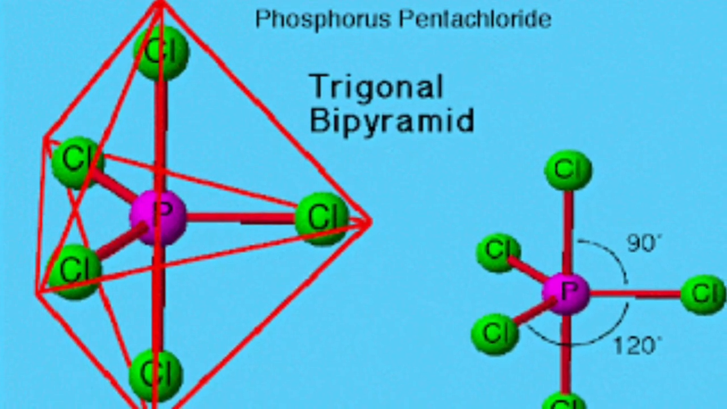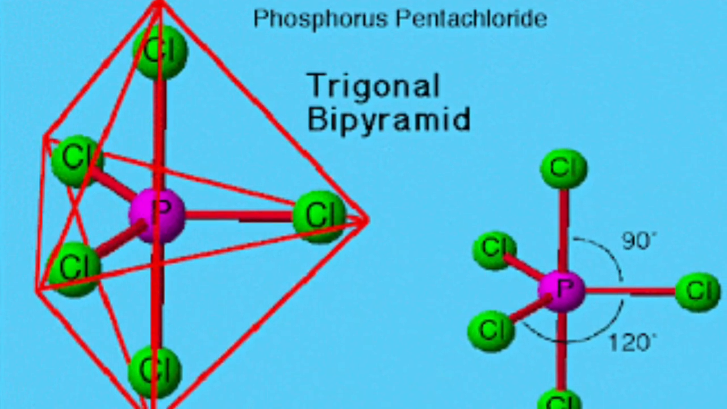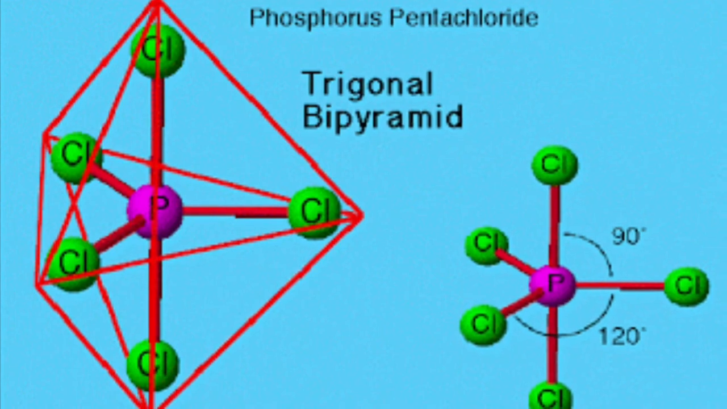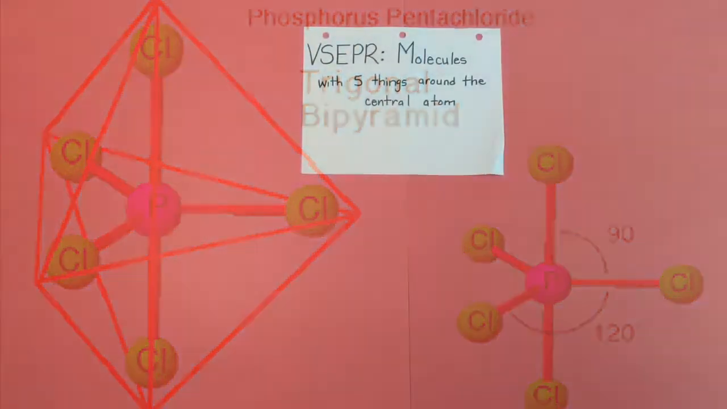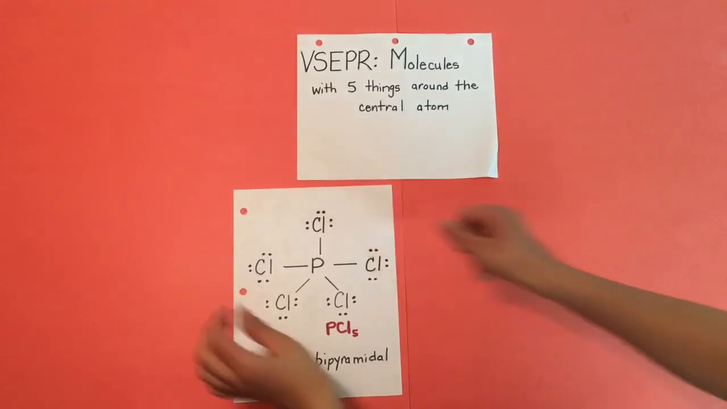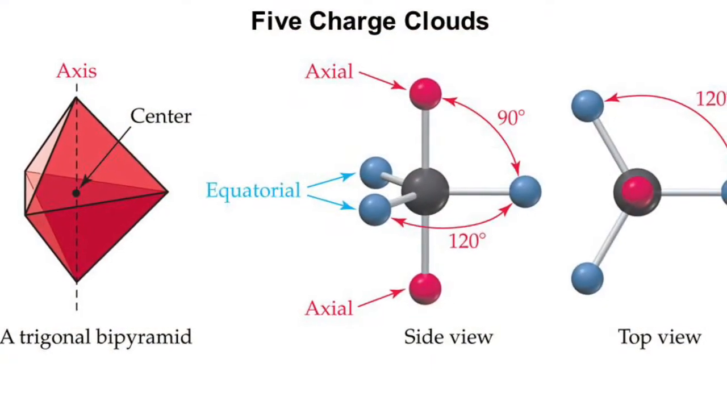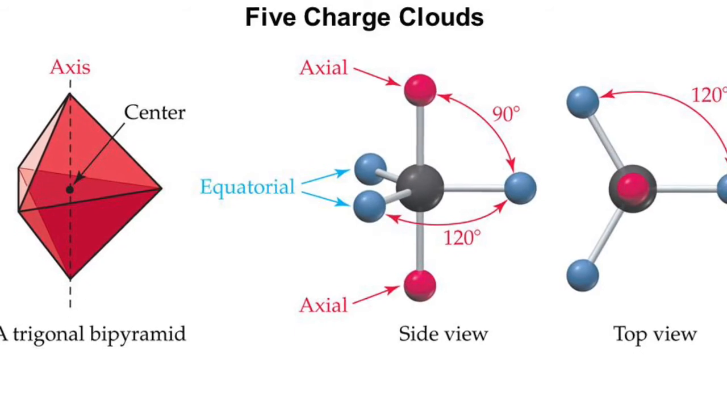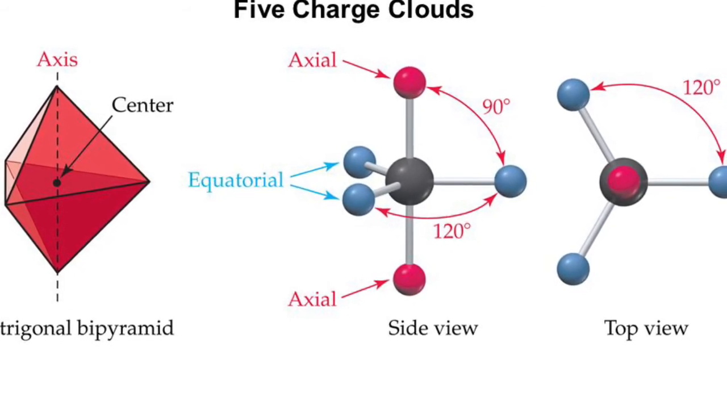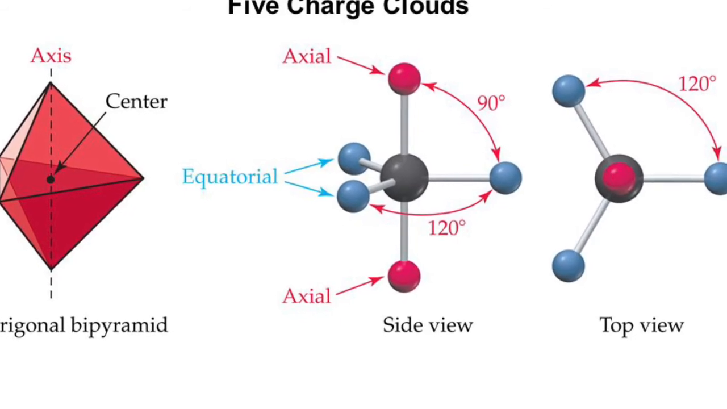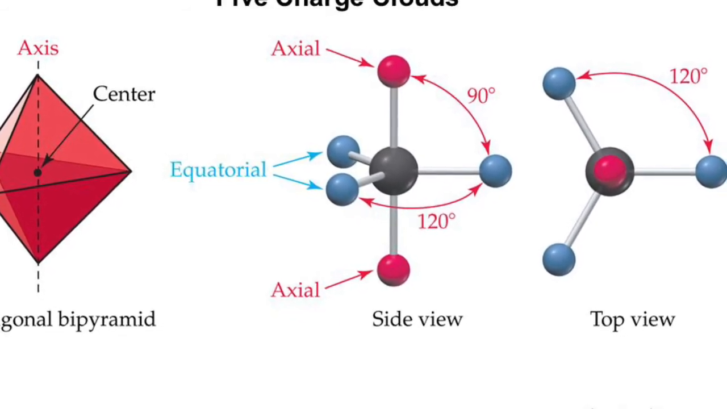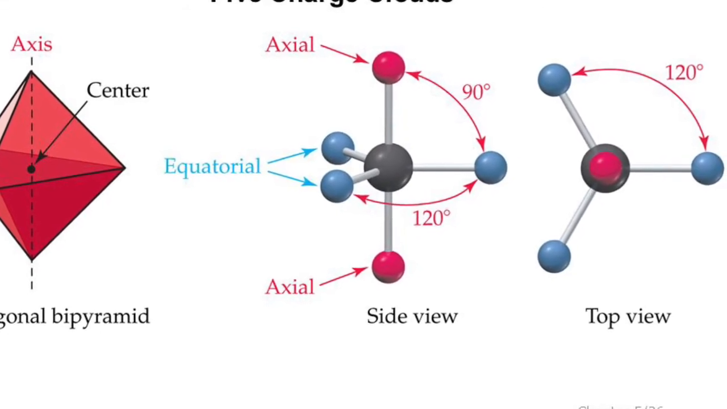The bond angles within the base will be 120 degrees, and the bond between the other atoms and the base will be 90 degrees. This is clearly seen in our example of phosphorus pentachloride. Note, when there are 5 occupied areas, there are 2 types of axes. There is the axial axis, which goes up and down, and there is the equatorial axis, which goes side to side and front and back. It is best for the electrons to be in the equatorial positions.